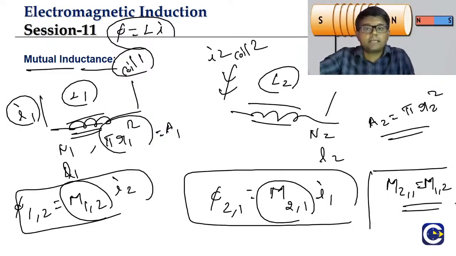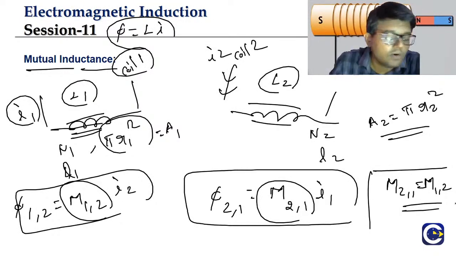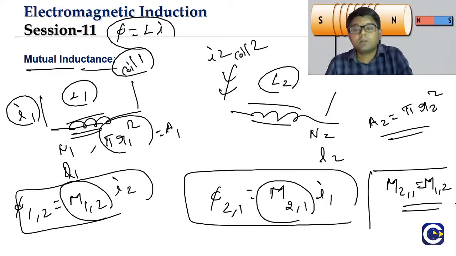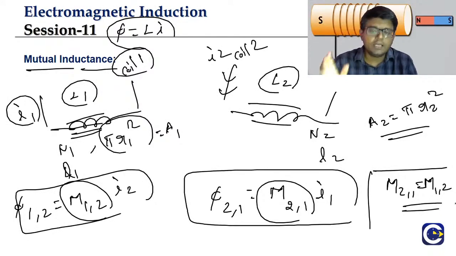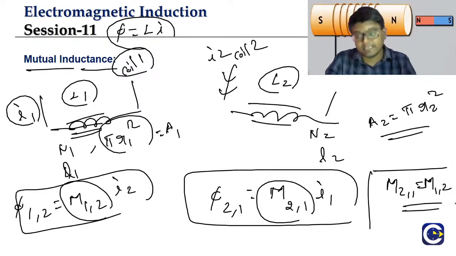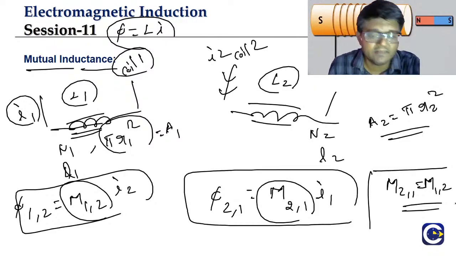Similarly, current in the second coil will create a flux in the first coil. So this is how we are going to look at the concept of mutual inductance. We'll see on what factors the mutual inductance depends, and, like I said, what the relation is between M2,1 and M1,2.